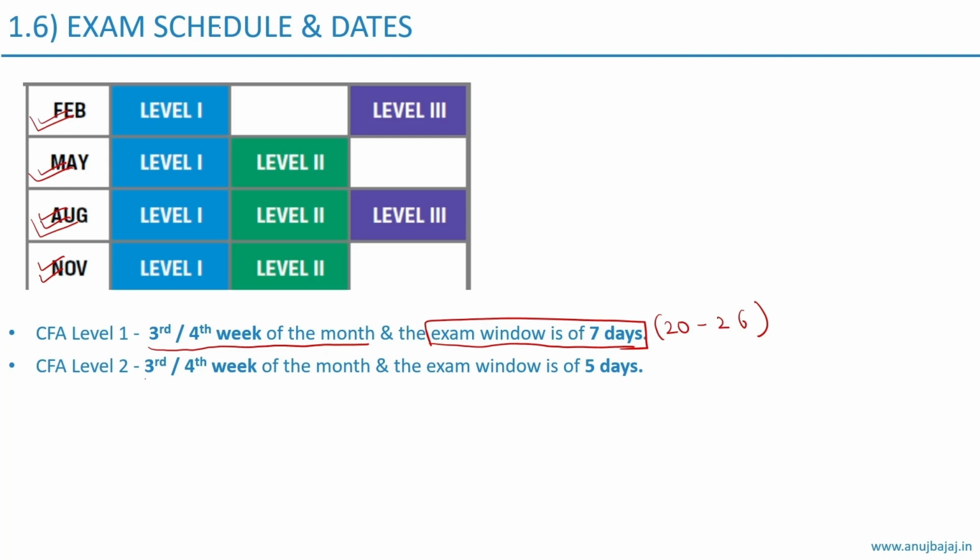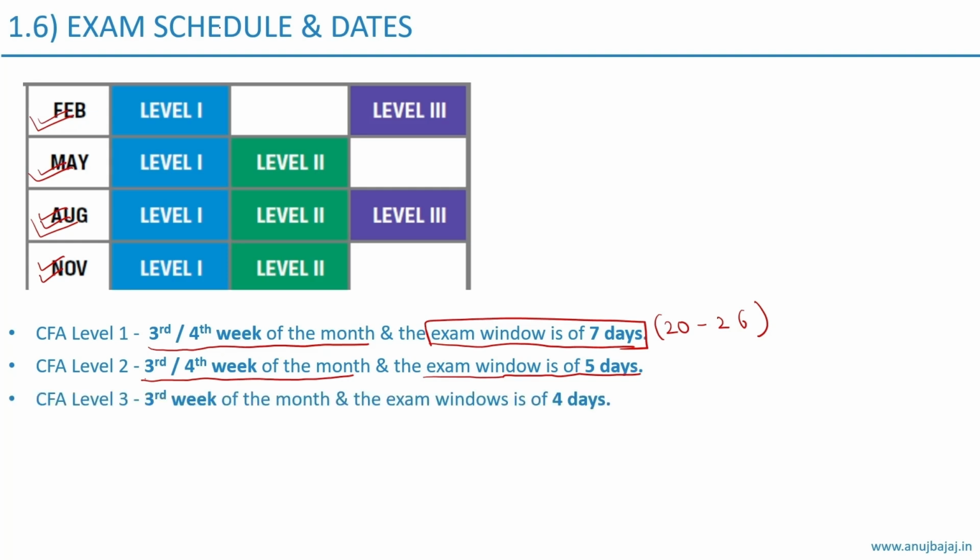The CFA Level 2 exam is usually conducted in the third or fourth week of the month, and the exam window is only of 5 days. The CFA Level 3 exam is usually conducted in the third week of the month, and the exam window is of only 4 days. You can check the CFA website for exact dates.